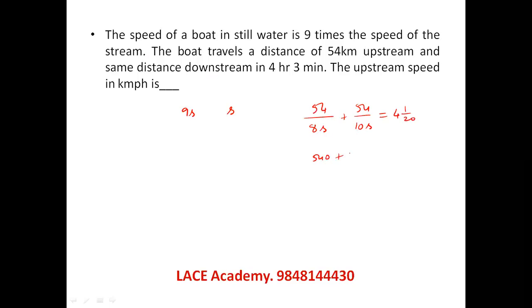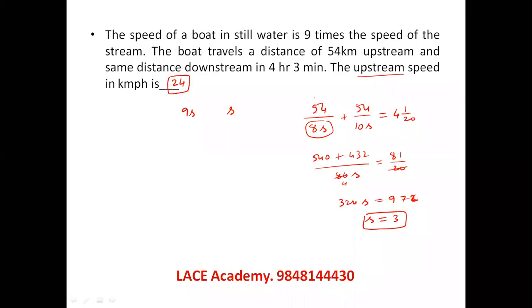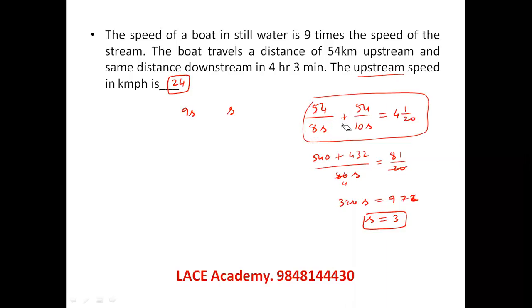540 plus 432 by 80s is equal to 81 by 20. We can see here 4 times 4s goes there, 81 fours is 324s is equal to, we are getting 972. Exactly, s is equal to 3. That means the speed of the stream is 3 km per hour. Upstream is 8s. If s equal to 3, 8s is equal to 24. It's all about directly taking this and solving it without really wasting much time. Let's see the next question.